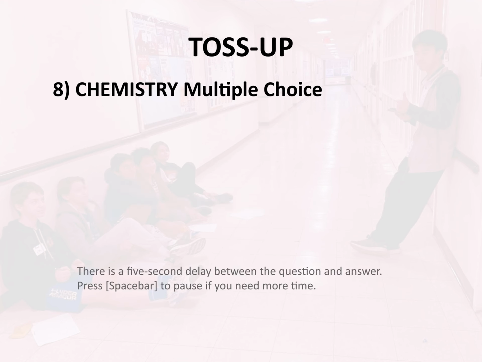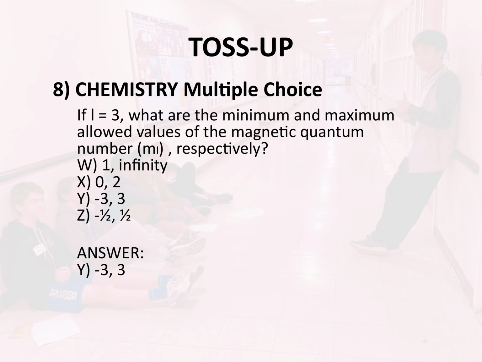Toss-up 8. Chemistry. Multiple choice. If l equals 3, what are the minimum and maximum allowed values of the magnetic quantum number, ml, respectively? W. 1, infinity. X. 0, 2. Y. Negative 3, 3. Z. Negative 1/2, 1/2. Answer: Y. Negative 3, 3.